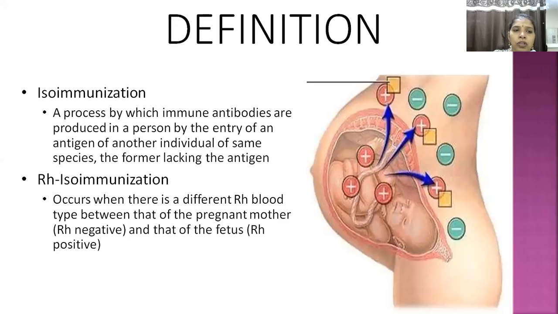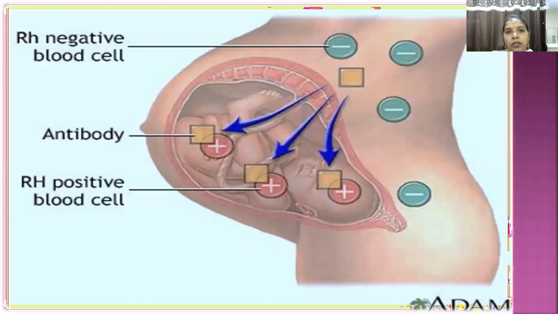What is isoimmunization? A process by which immune antibodies are produced in a person by the entry of an antigen of another individual of the same species, the former lacking the antigen. What is RH isoimmunization? It occurs when there is a different RH blood type between the pregnant mother and the fetus. That is an RH negative mother and an RH positive fetus. See here, the fetus is RH positive and the mother is RH negative. Mother doesn't have any antigen.